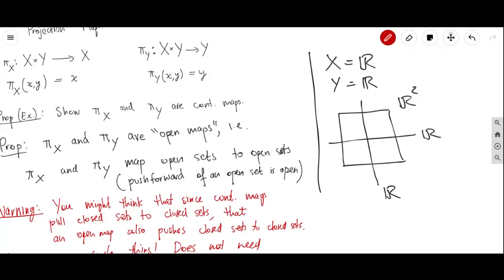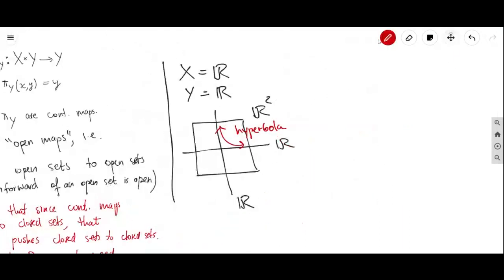And let's draw a hyperbola, so this is asymptotic. I know you're going to tell me a hyperbola has a second half to it. It does, but in this example, we do not really care. This is a closed hyperbola, a closed set in R times R.